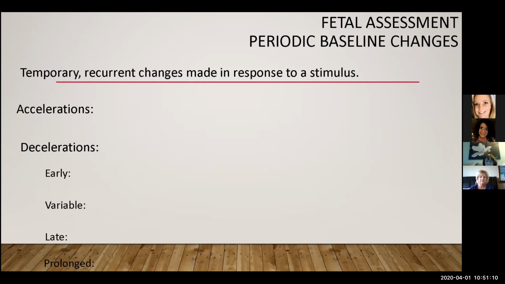A vaginal exam can cause this. Maternal seizures, regional anesthesia, and uterine rupture.